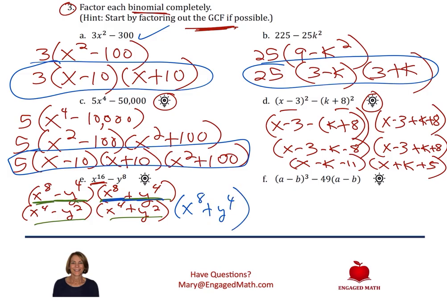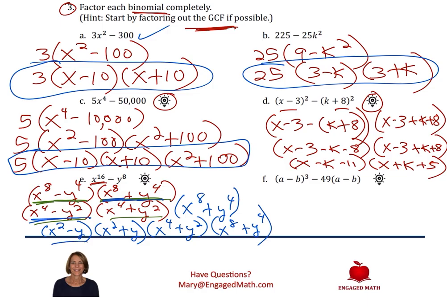Okay, only one of these can be factored again, and it's this one right here. So that now becomes x squared minus y times x squared plus y. Then we still have the x to the 4th plus y squared, and then we still have the x to the 8th. Let's make that look a little bit nicer so that it doesn't get so messy. And that last one is x to the 8th plus y to the 4th, and we are done. So we have 4 parentheses this time. Nothing else can be factored.